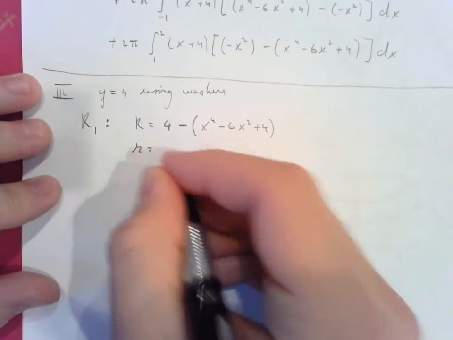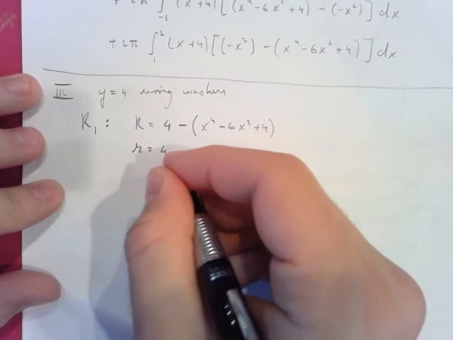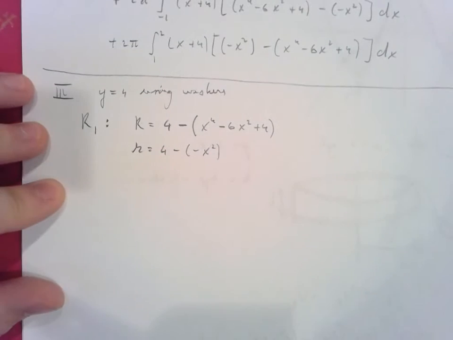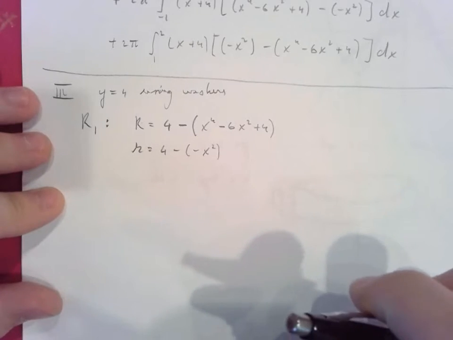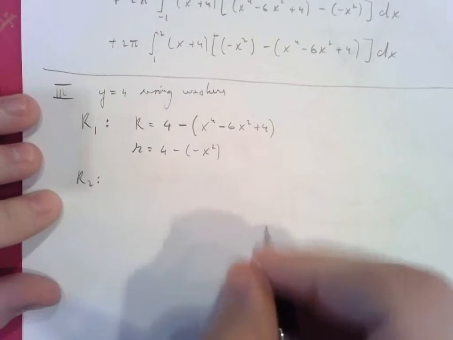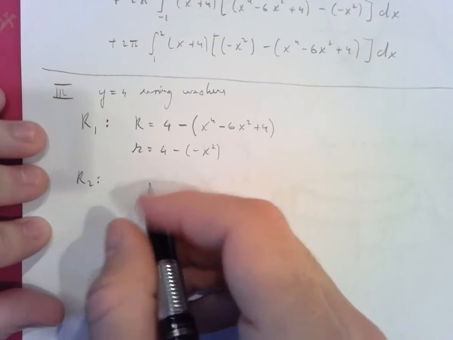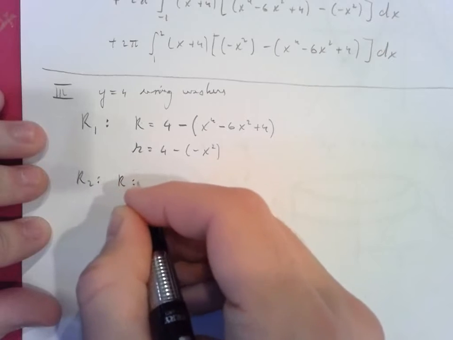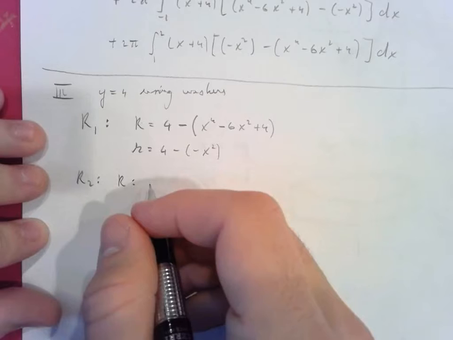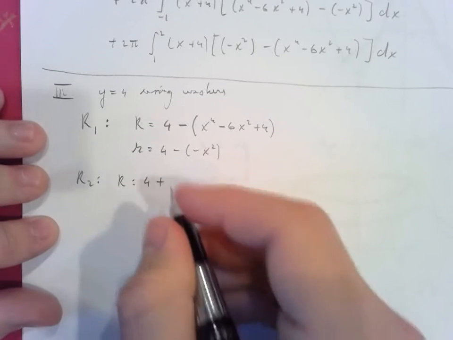And the little radius is going to be 4 minus the x squared curve. For region 2, what I have now is going to be the big radius, this becomes on top, right? So it's going to be 4, and I'm just going to forget about the negative signs.